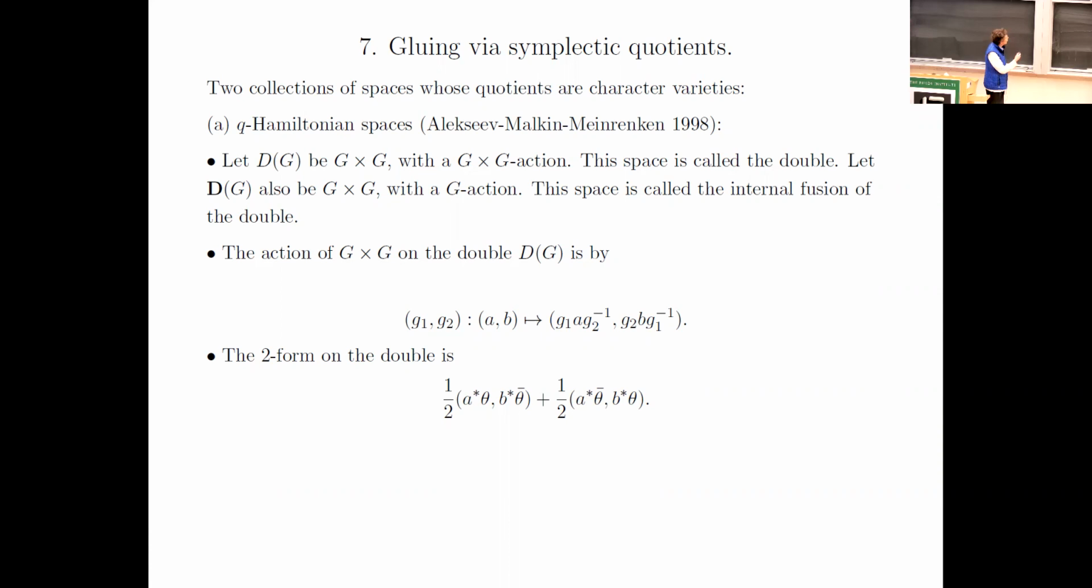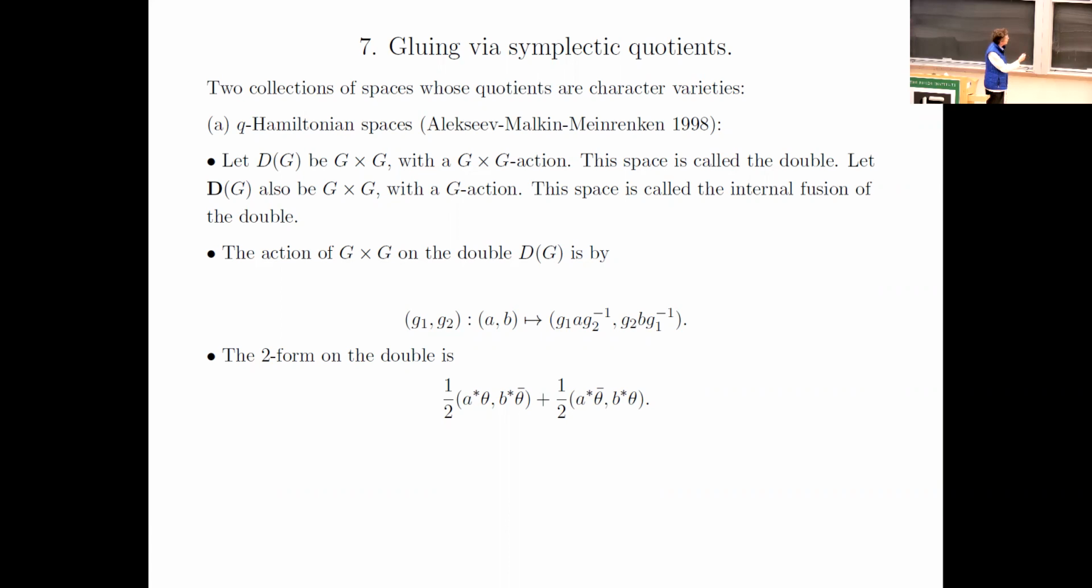In any case, one example of a quasi-Hamiltonian space is the double, which is just the product of two copies of the group. And this has an action of G cross G, just left multiplication, right multiplication. I will also talk about what's called the internal fusion, where the space is the same, but what's left is one group action, which is basically the adjoint action. So this is the internal fusion of the double. So the action of G cross G on the double is by left respectively right multiplication, and that's one of the group actions, and the other one is right respectively left multiplication.